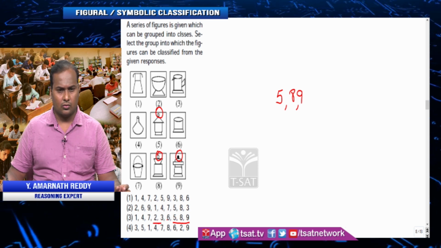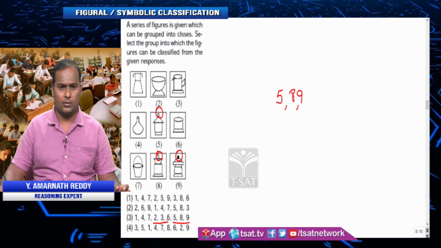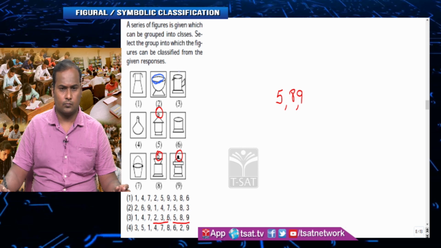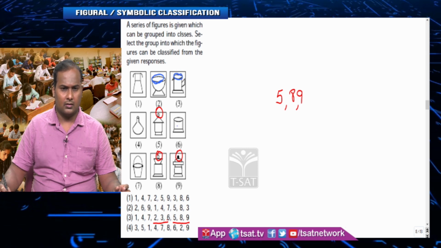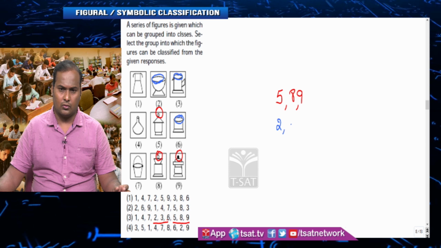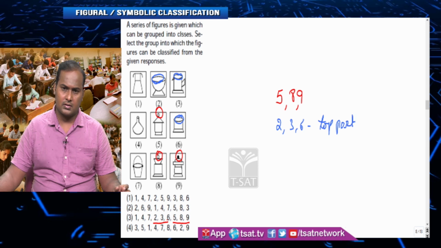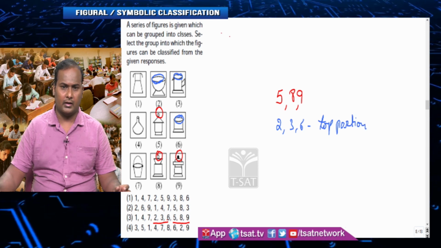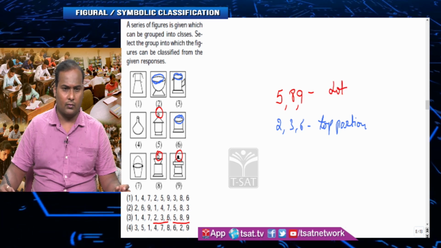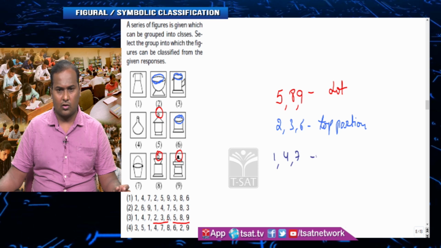Now you see here 2, 3, 6. Do 2, 3, 6 have a common character? Yes. What is that? That is an open elliptical shape figure. So this is 2, again 3, again 6. The top portion is the same. In case of 5, 8, 9, the top portion has a dot. And what is left? The left ones are 1, 4, 7.